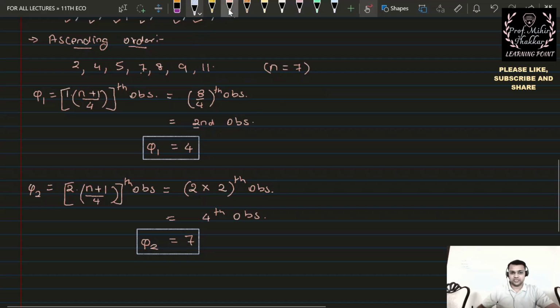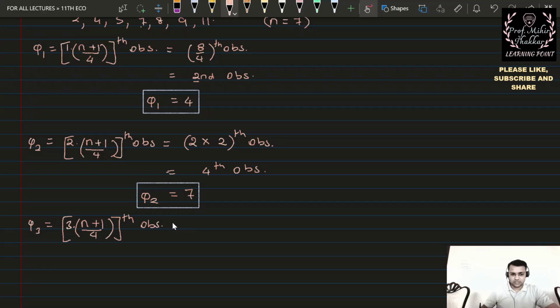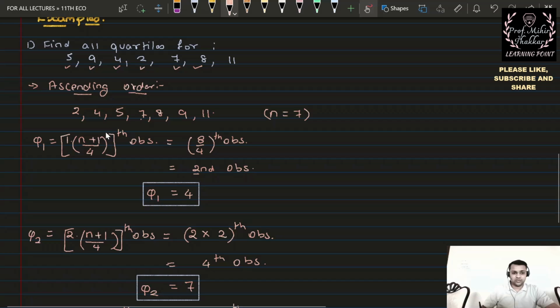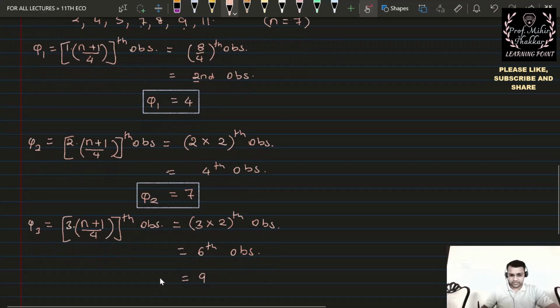Always put the final answers in the boxes so it becomes very easy for your examiners to identify your final answer. Q3 is 3 into n plus 1 upon the fourth observation, where n plus 1 by 4 is 2. So 3 into 2, which is going to be the sixth observation over here. So in the ascending order, the sixth observation over here is 9. So you get the final value Q3 is equal to 9.